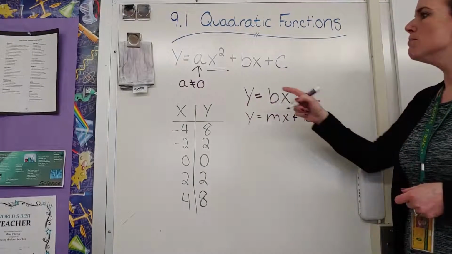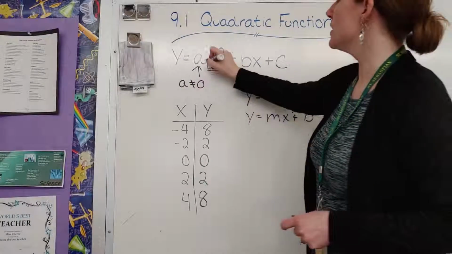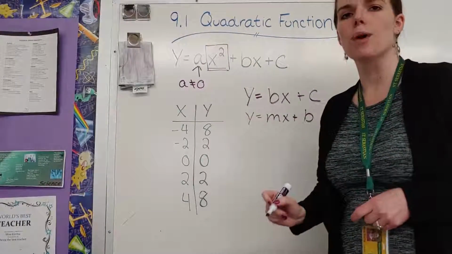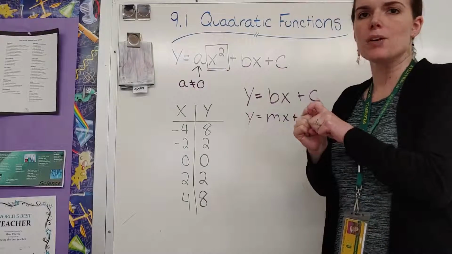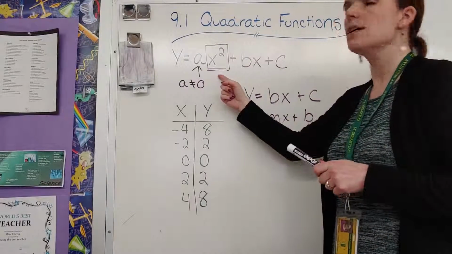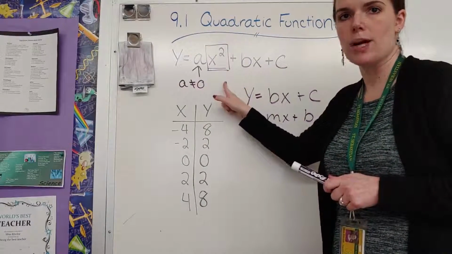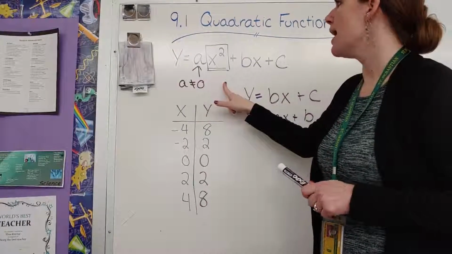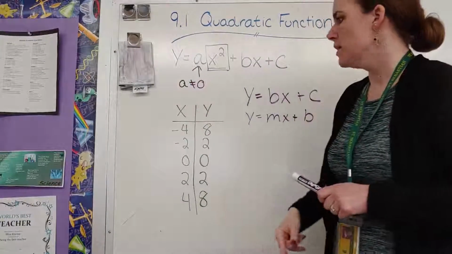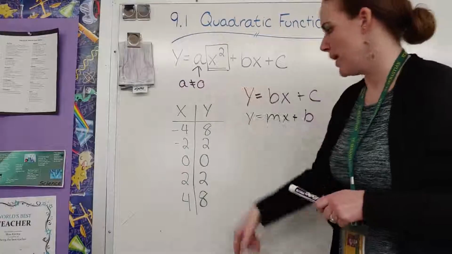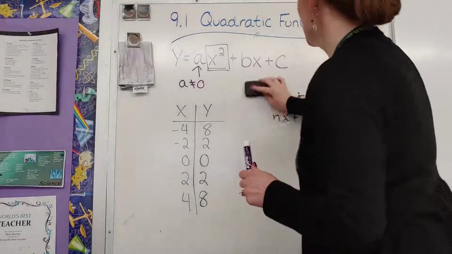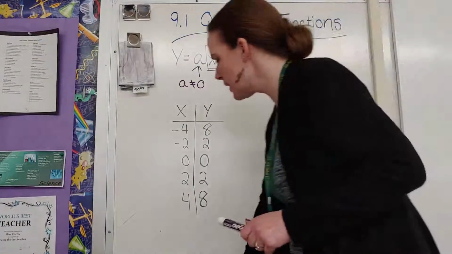So you must have this x squared to be a quadratic. Also, in a quadratic, this is the only thing that is allowed to be a squared term. So you shouldn't have like a y squared. You're only going to have an x squared. So that's the standard form.